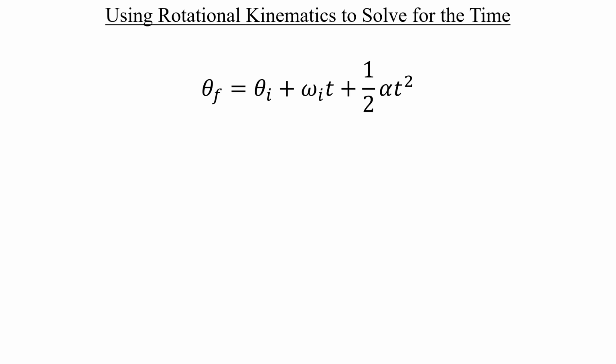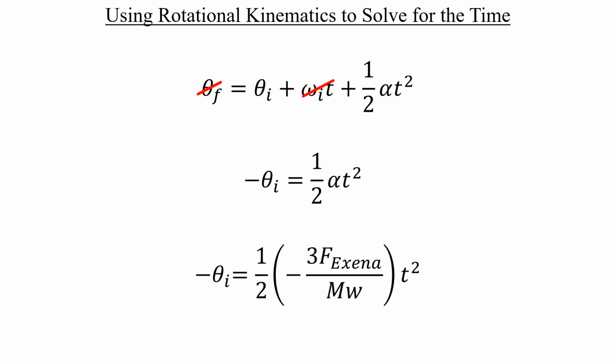We know that the door wasn't initially rotating, so this term can be thrown away. The initial angle of the door is 90 degrees, and the final angle will be 0. So we can do away with this theta final term as well. Let's move theta initial over to the other side and then insert our negative expression for alpha. At this point, we can safely cancel out the negative signs and simplify.